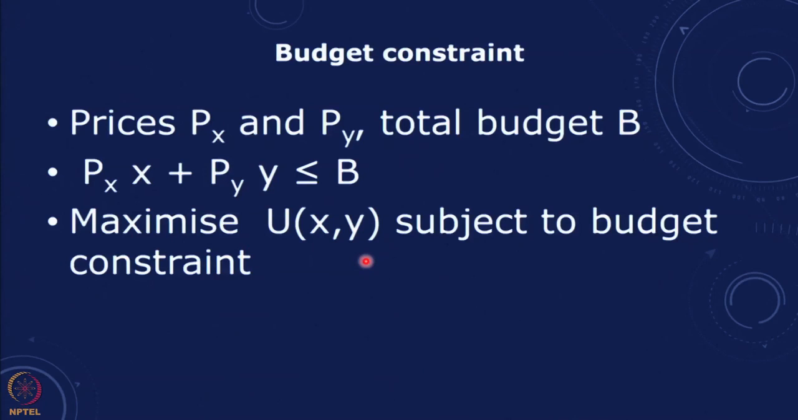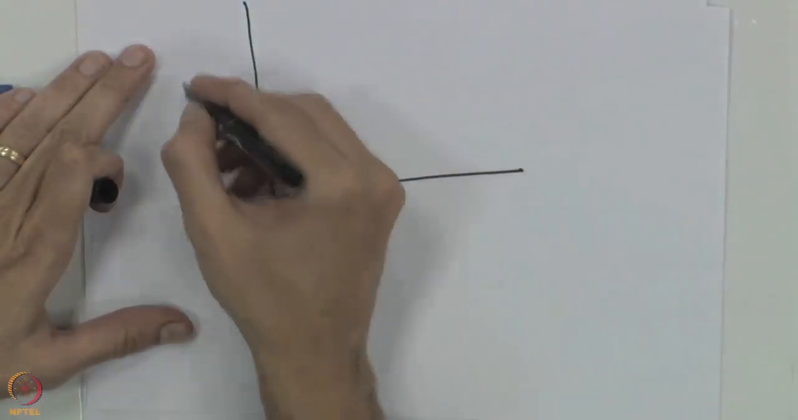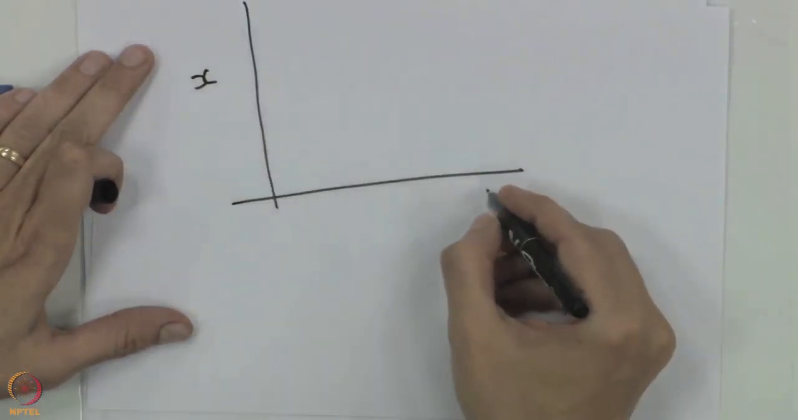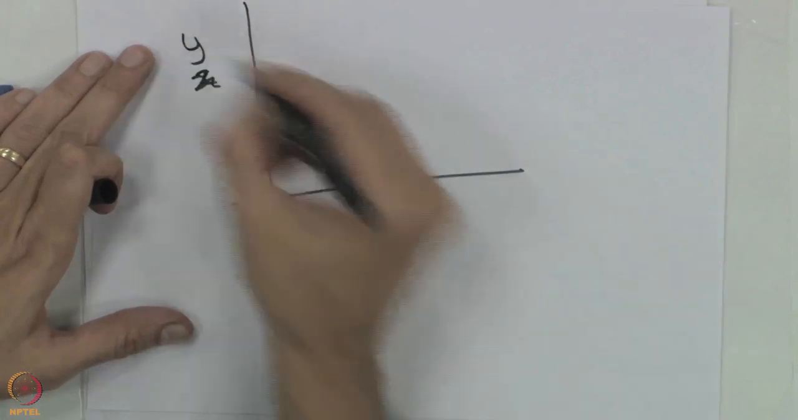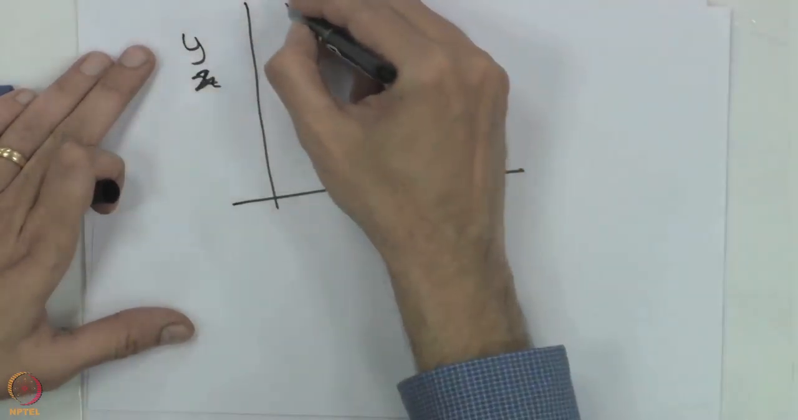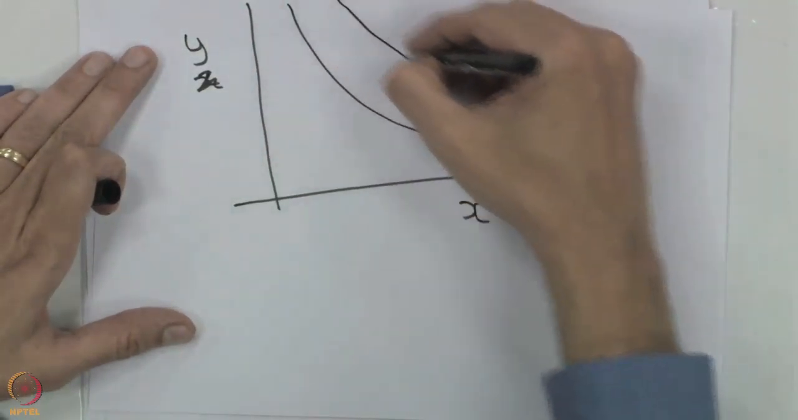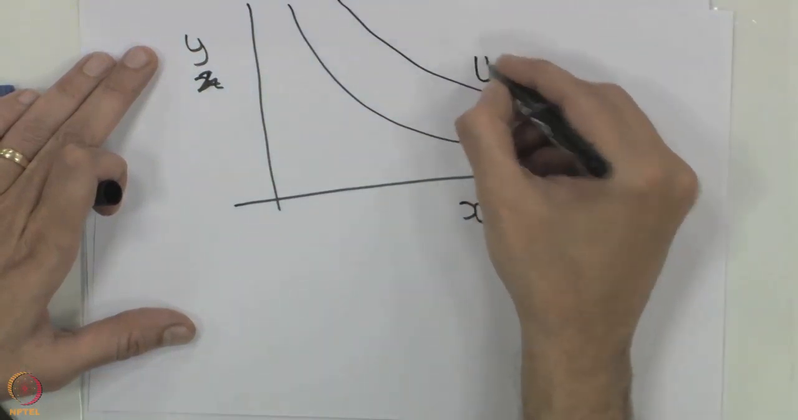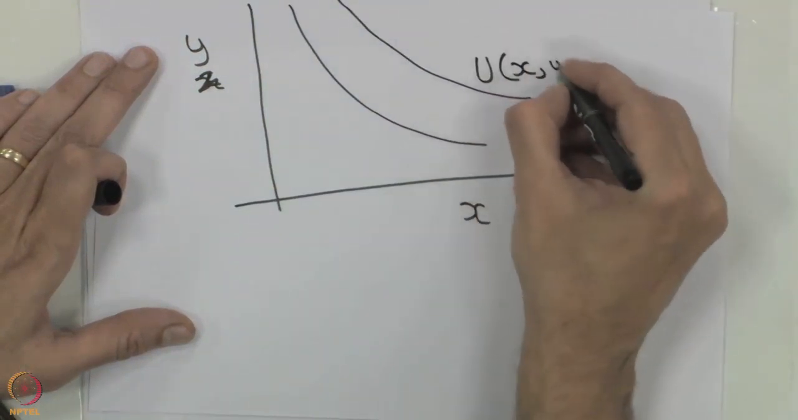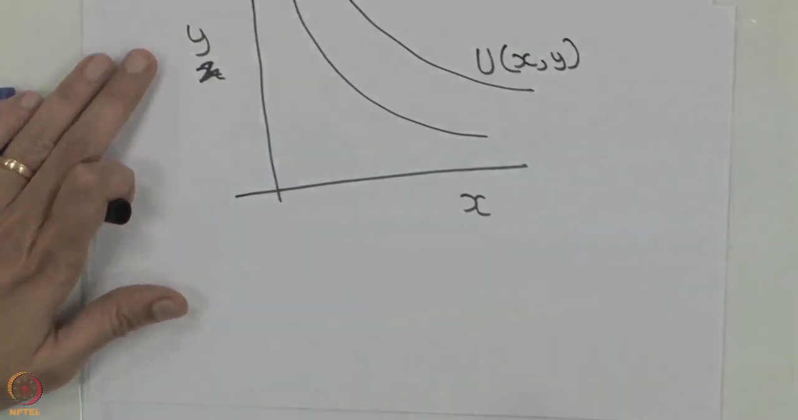And we have a utility function of these goods. We have this curve where we have shown y and x, and you have u as a function of x, y.